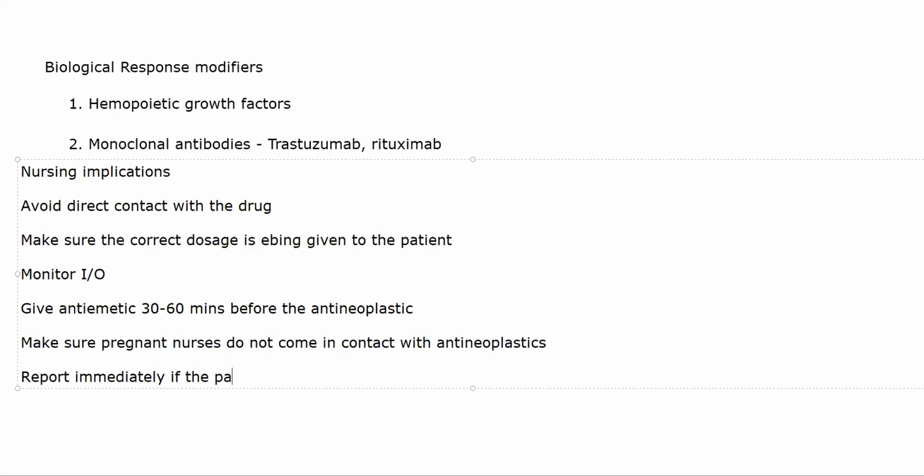Once again, if the patient develops fever, ठीक है, especially immunocompromised patients.